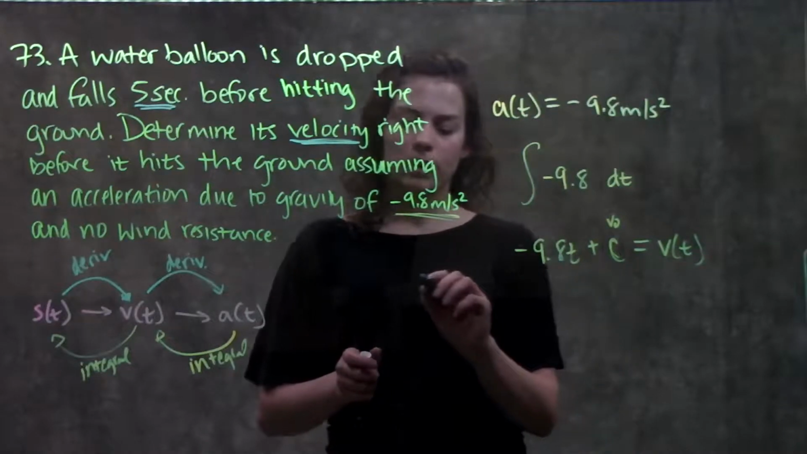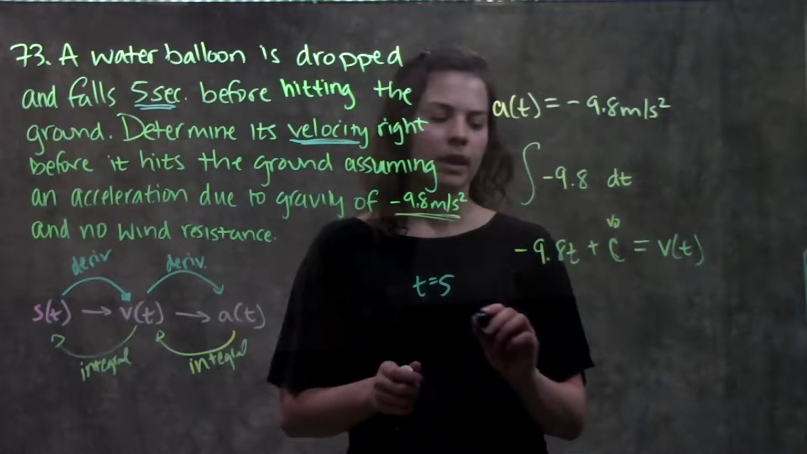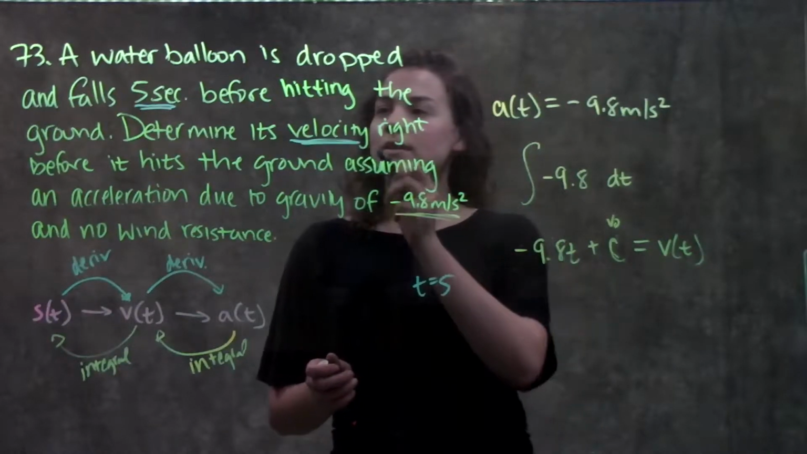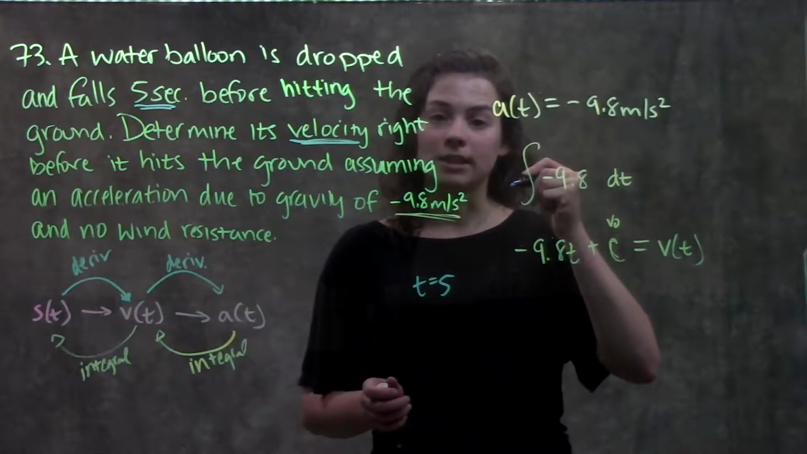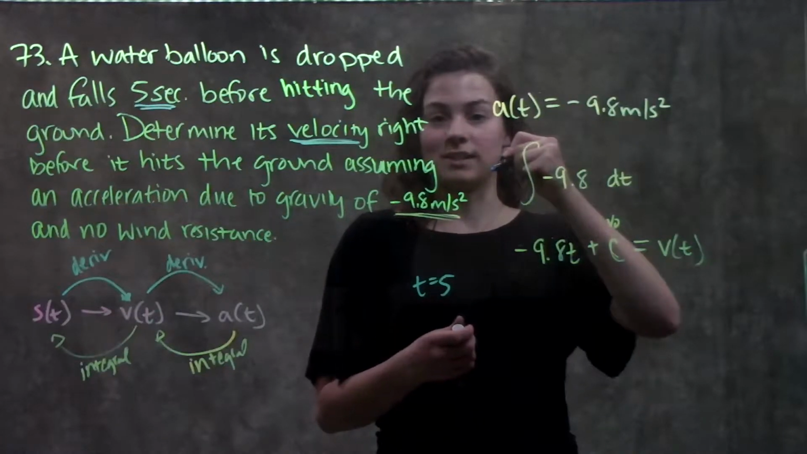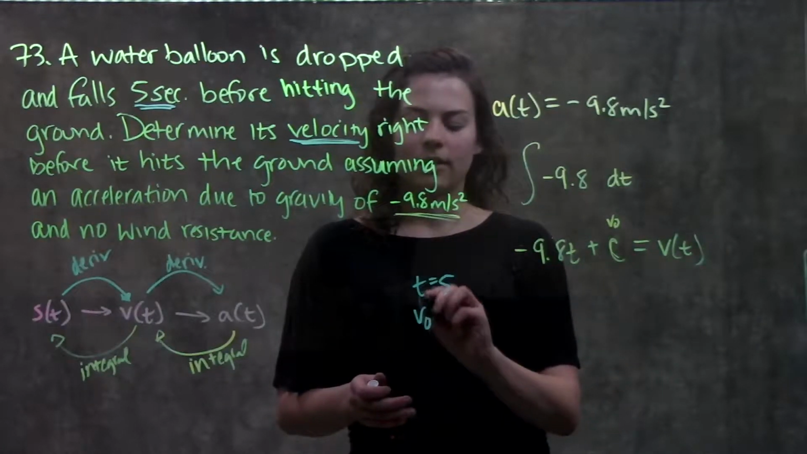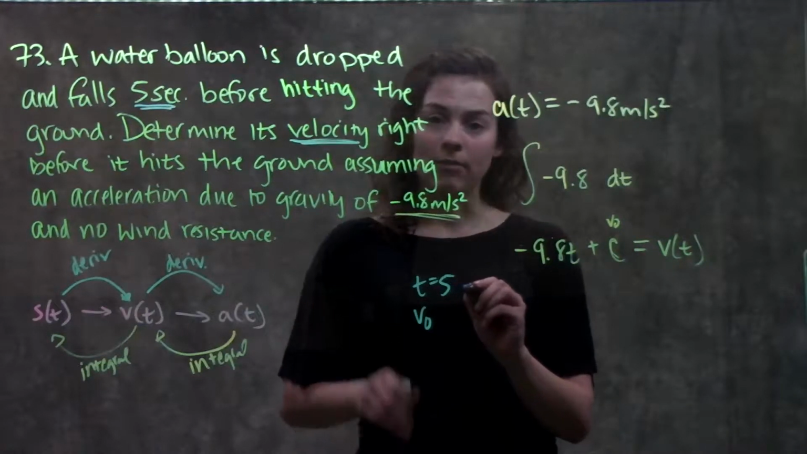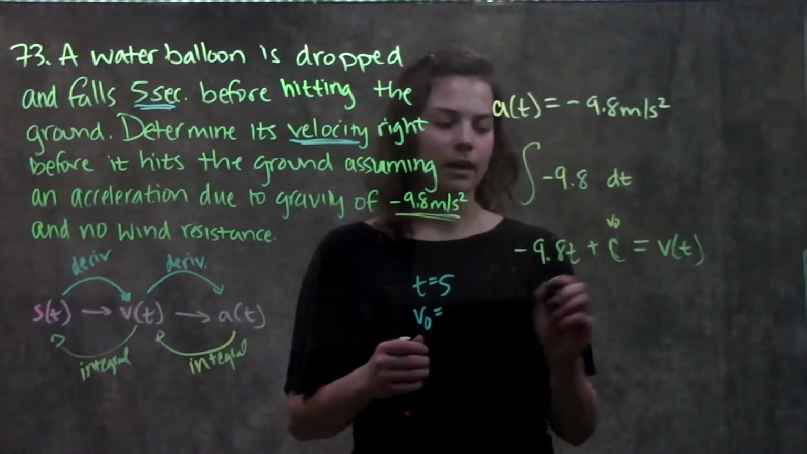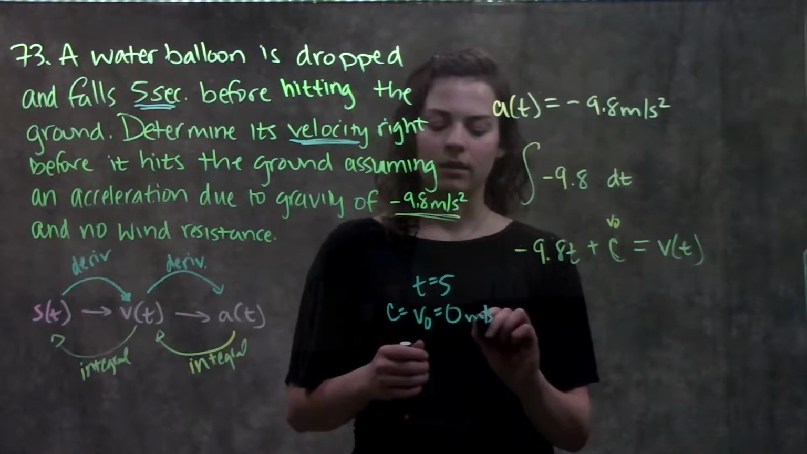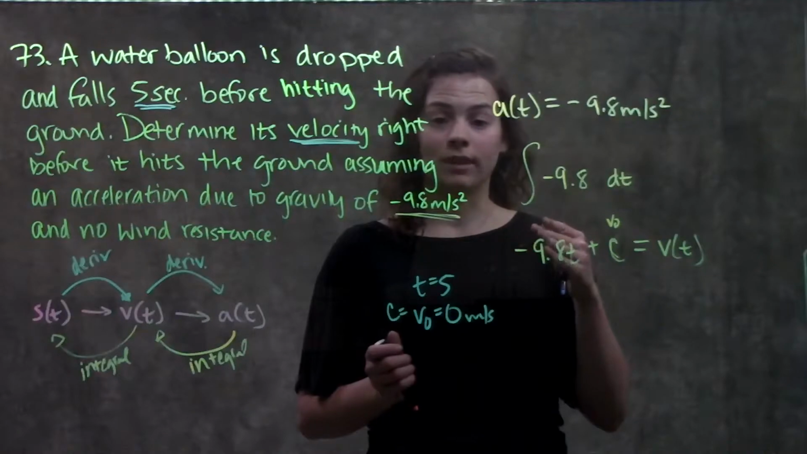Okay, so we know the t we're going to plug in is 5, but we still don't have a value for our c. But we can assume that since it's being dropped, its initial velocity is just 0, because it's just sitting there until all of a sudden it's let go. So we're going to say that our t that we're interested in is 5 right before it hits the ground, and our v naught, or our c, is equal to 0 meters per second, because that's before it's even released.